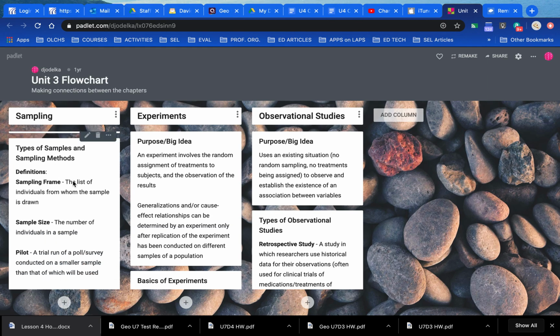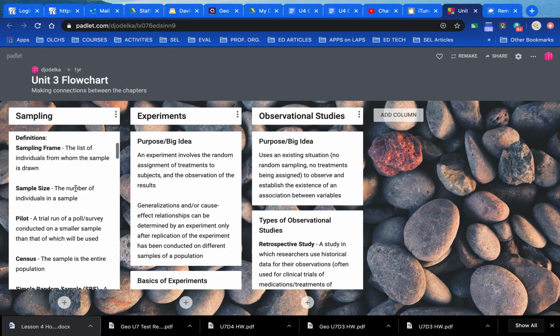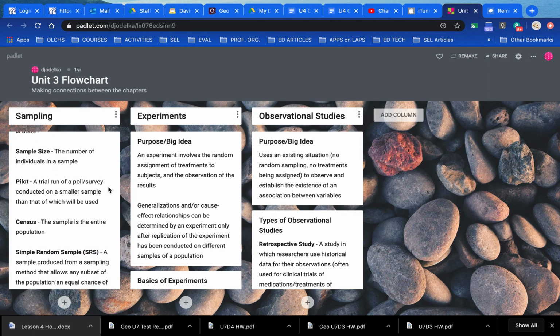Now, types of samples and sampling methods. Again, just a couple of basic vocab terms. Sampling frame, it says, is the list of individuals from whom the sample is drawn. That's kind of like the population, but it's almost bigger than a sample but smaller than the population. That's what they're trying to emphasize here. Sample size is the size of the sample you take from the sampling frame or population. So I wouldn't worry too much about frame. Sample size, though, is just the number of individuals in a particular sample.